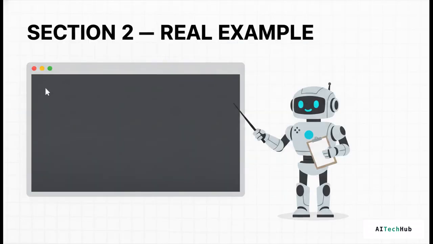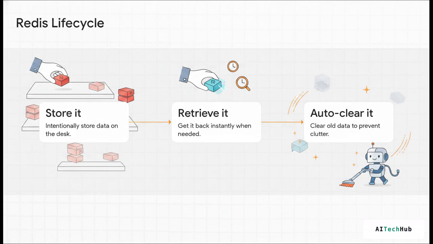Section 2. Let's look at a real example. And this brilliantly illustrates how we actually organize this digital desk. Working with Redis typically follows a very clean, three-step chronological lifecycle. Step 1, you have to intentionally store the data in memory. Step 2, you retrieve it when your app demands it. And step 3, which honestly is vital for keeping things running smoothly, you auto-clear it.